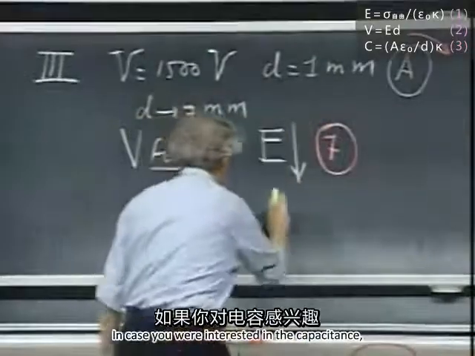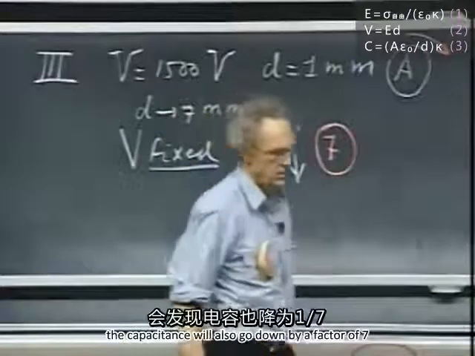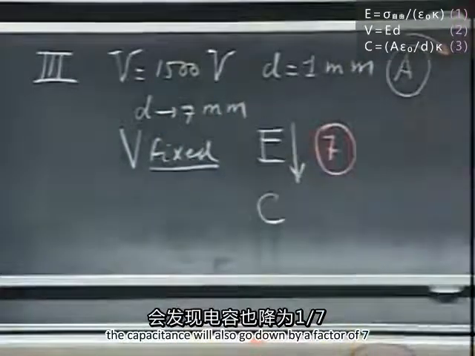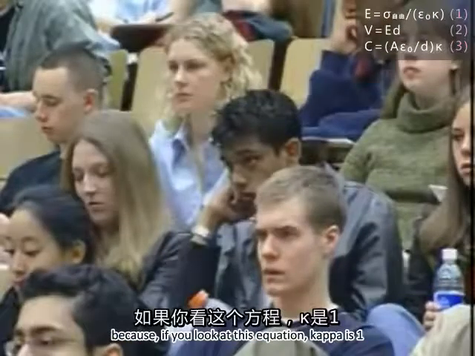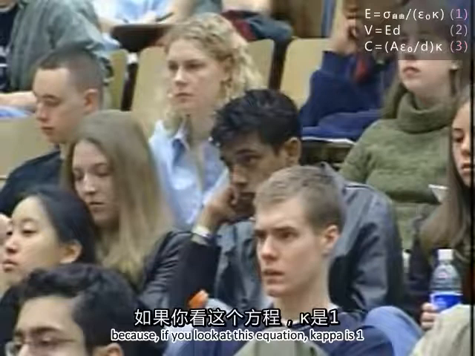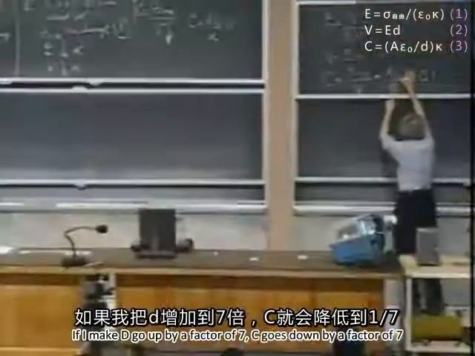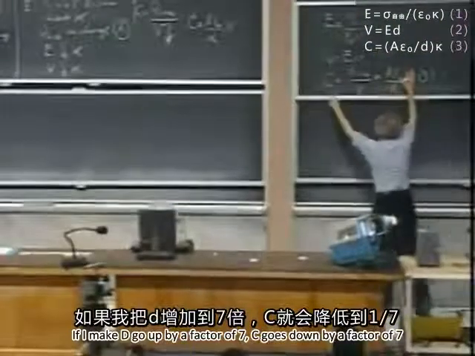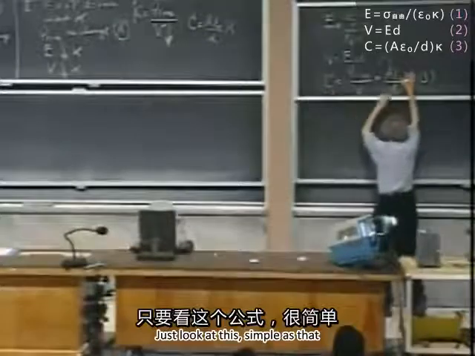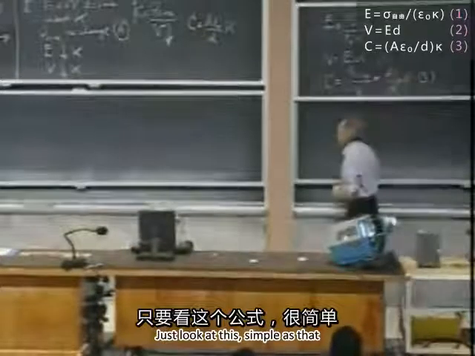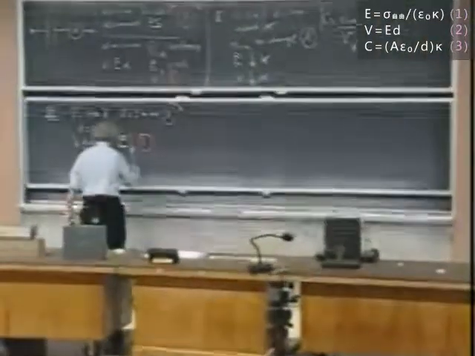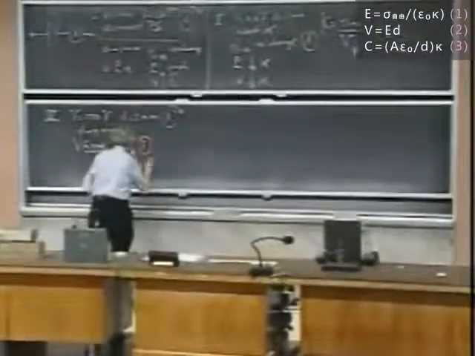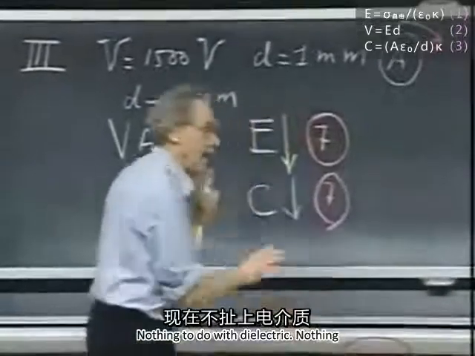In case you were interested, the capacitance will also go down by a factor of 7, because if you look at this equation, kappa is 1. If I make D go up by a factor of 7, C goes down by a factor of 7. Just look at this. Simple as that. So C must also go down by a factor of 7. Nothing to do with dielectric.